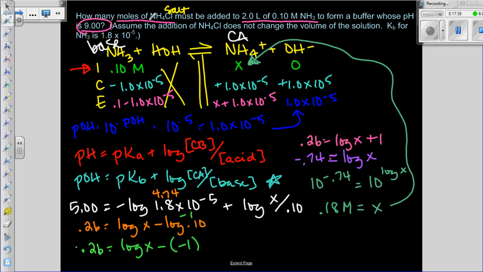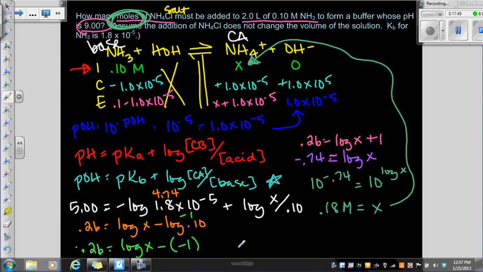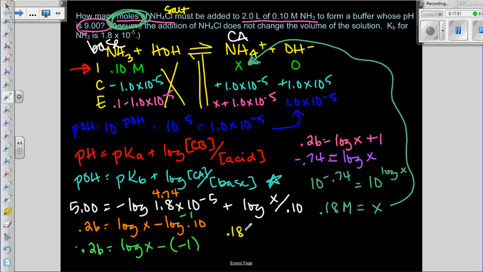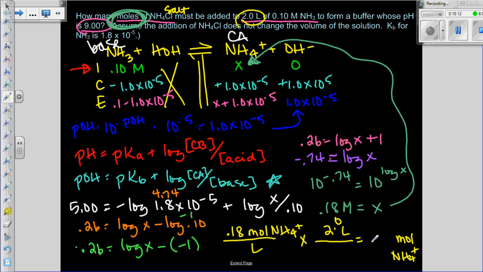Now, I need to go look at what the problem actually asked me for, and it wanted moles of ammonium chloride. So I need to solve for that right now. So I have 0.18 moles per liter of ammonium. So to get just moles, I need to multiply by liters. And I have a 2-liter solution. So 0.18 times 2.0 is 0.36 moles of ammonium.